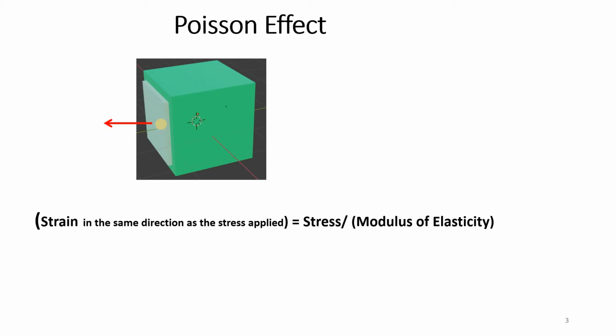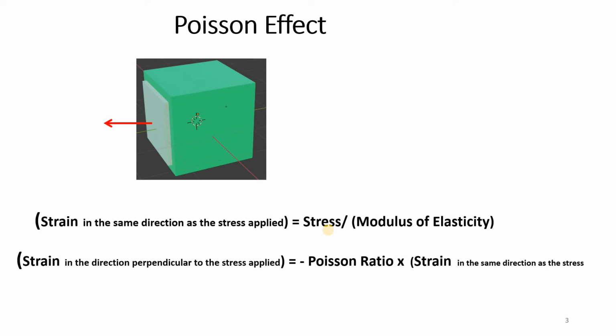So strain in the same direction as the stress applied is equal to stress divided by modulus of elasticity. This comes from Hooke's law for uniaxial state of stress. In order to determine strain in the same direction as the stress applied, we can apply the same Hooke's law, stress over modulus of elasticity. But to determine strain in the direction perpendicular to the stress applied, which is this direction in this figure, and the other direction is this one, the strain in these two directions can be found by this expression: minus Poisson ratio times strain in the same direction as the stress applied.